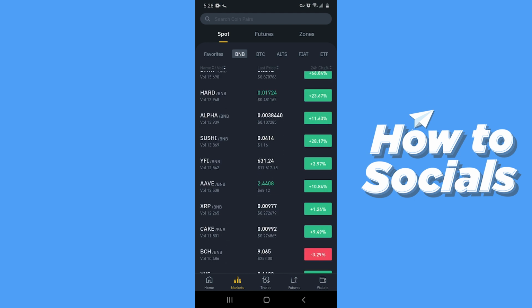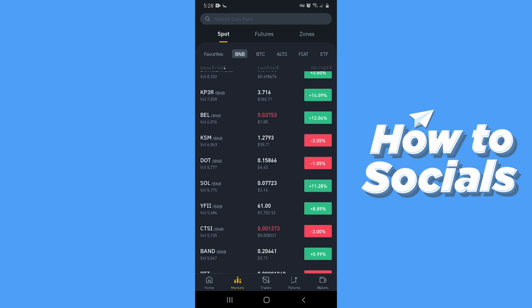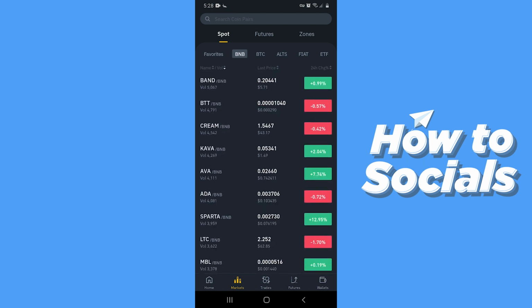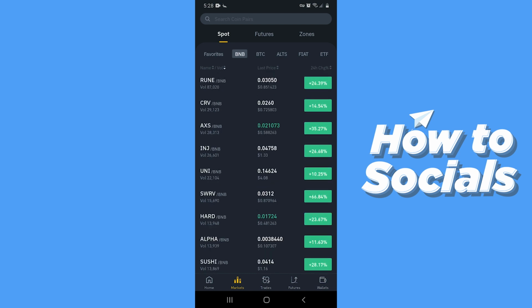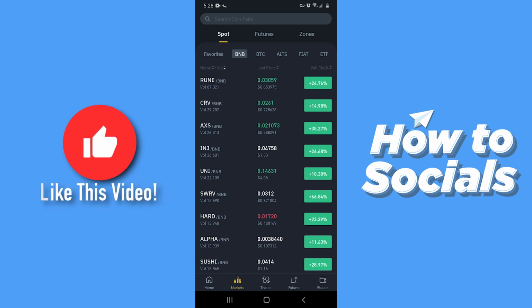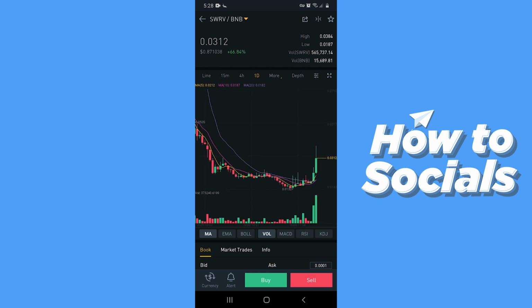Here you will see the performance of each cryptocurrency. The performance matrix is shown against another cryptocurrency. So you have to be sure of that. Now select the one you like. And you'll see a graph here.